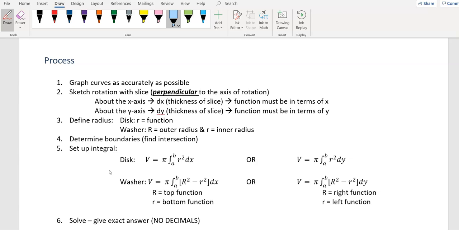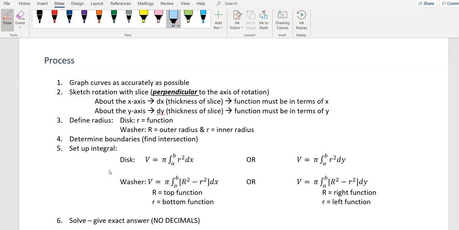Step 2, sketch the rotation with a slice, and that slice is perpendicular to your axis of rotation or revolution. If you're revolving around the x-axis, dx means that's your thickness of the slice. That's telling you that your function must be in terms of x. And if you're going around the y-axis, your thickness of your slice is dy, so that's telling you you must be in terms of y. When you're defining your radius, your disk is going to just have one radius, that's your function. If you're doing a washer, if there's a hole in the middle, you will have 2, the outer radius and the inner radius.